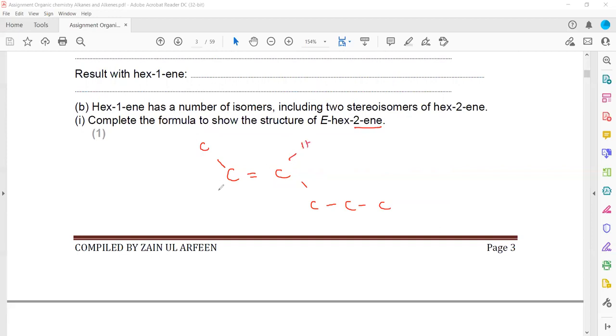And there will be hydrogen here, hydrogen here. This will be CH3, this will be CH2, this will be CH2, and this is CH3. So this is hex-2-ene. In the second position we have a double bond, and it is trans. Why is it trans? Because the heavy groups, the priority groups, are on opposite sides.